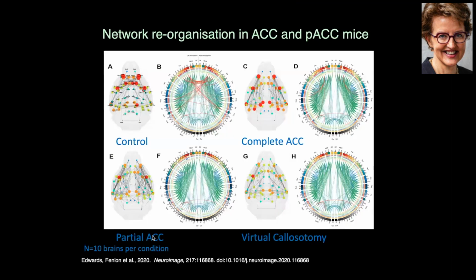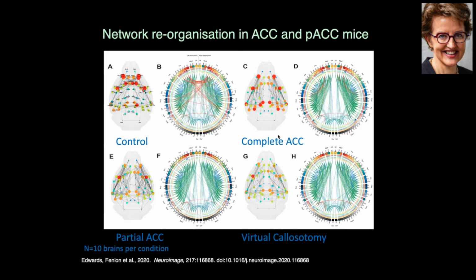So this mouse model is quite interesting from the point of view of plastic changes in the brain that occur in the face of absence or a reduction in the corpus callosum. And so Tim looked at this a little bit more in detail using this graph theoretical approach and found quite substantial network reorganization in animals with complete or partial agenesis.